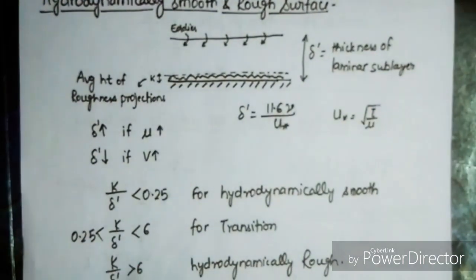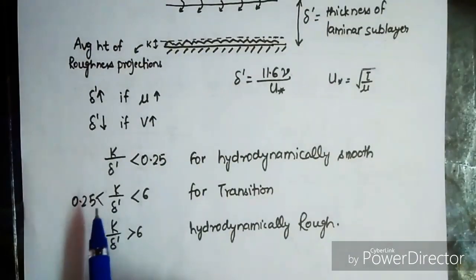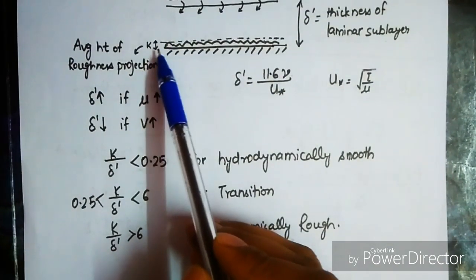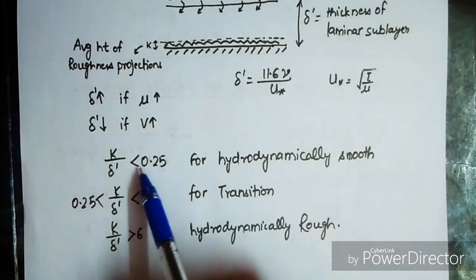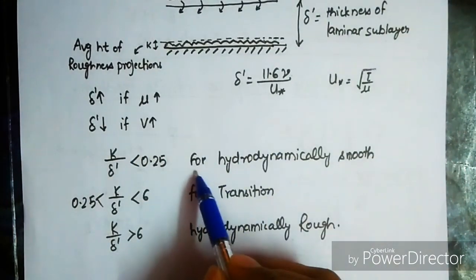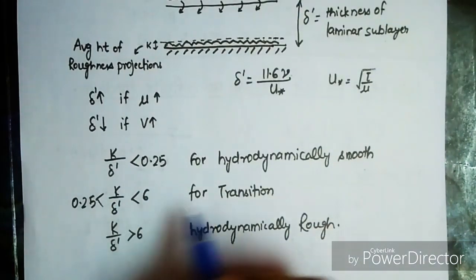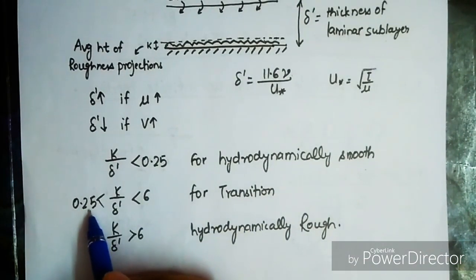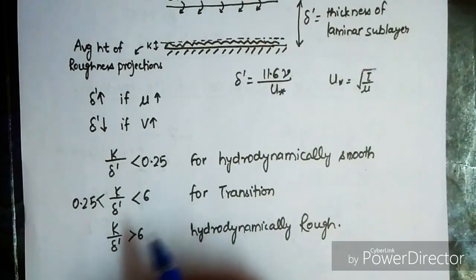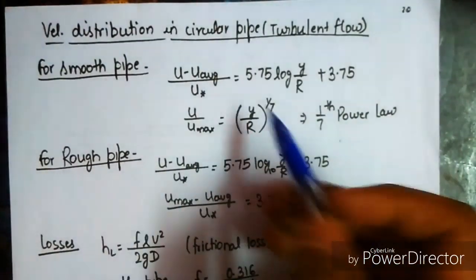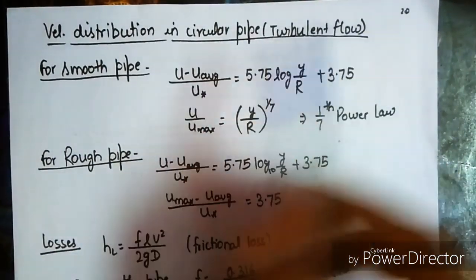There are a few values we have to memorize here. For k upon lambda dash, k is the average height of roughness projection. k upon lambda dash less than 0.25 is for a hydrodynamically smooth section of the pipe. For transitional we have 0.25 to 6, and for greater than 6 we have a hydrodynamically rough pipe. Next is the velocity distribution in circular pipe for turbulent flow.